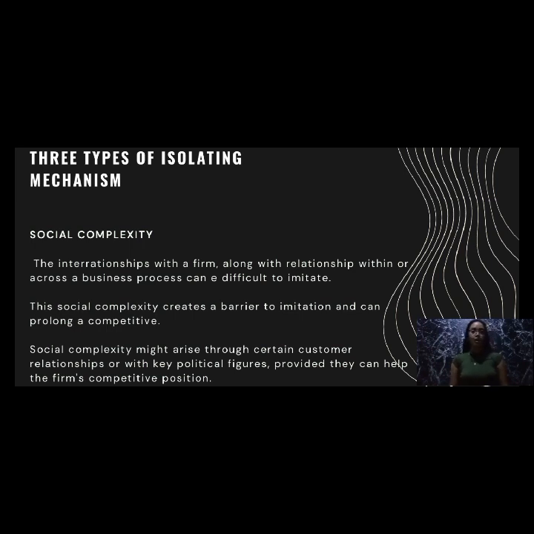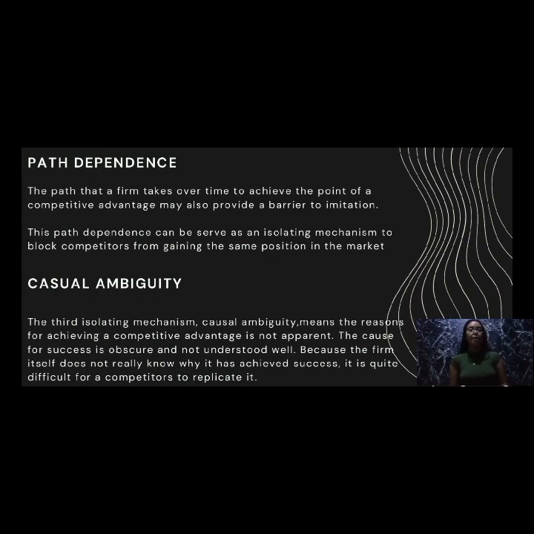The second is path dependence. The path that a firm takes over time to achieve a competitive advantage may also provide a barrier to imitation. Decisions made in the past that brought a firm to its current position make it very difficult for other firms to imitate it. The accumulated learning and experience gained along the historical path are not easily duplicated.